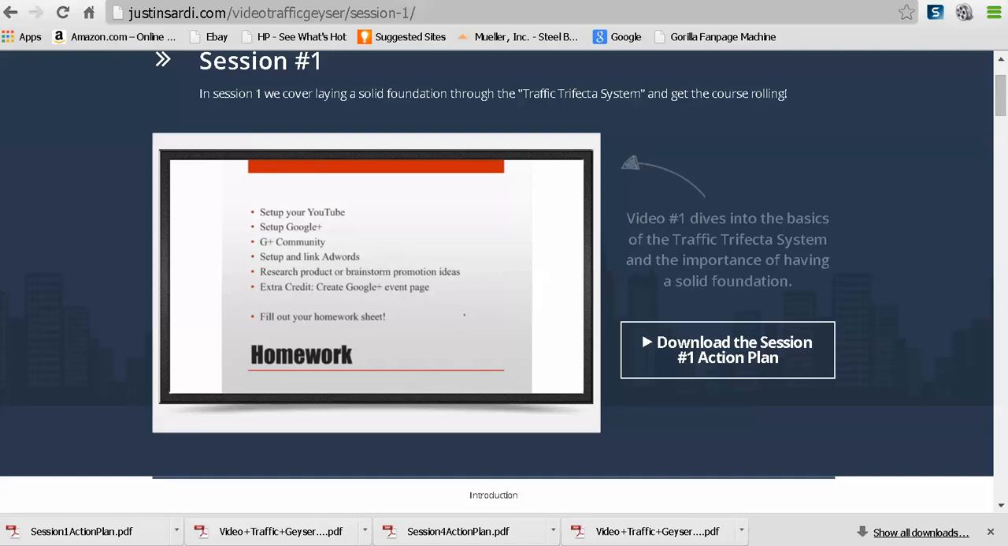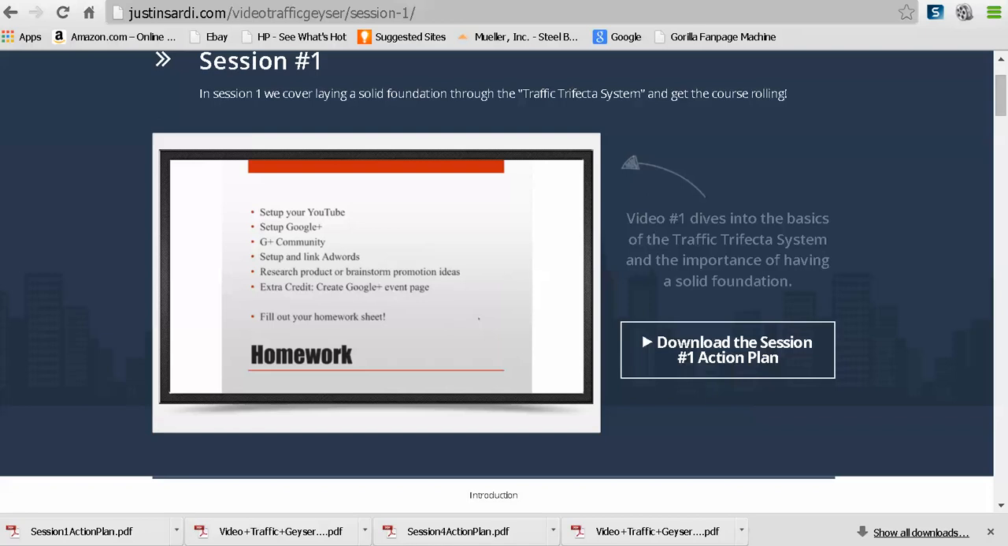But the homework sheet is basically going to be a checklist, and you're going to fill in the blanks on a couple of these, like put your YouTube URL in there, your Google Plus URL in there, and all that stuff. You can share that in the Facebook group if you would like, and everybody can take a look. We can all subscribe, and I'll subscribe to your channel and join your community, all that good stuff. But we can give you constructive feedback on that.